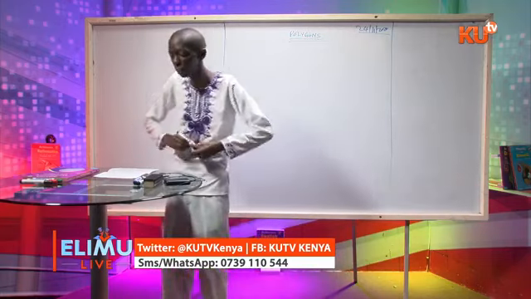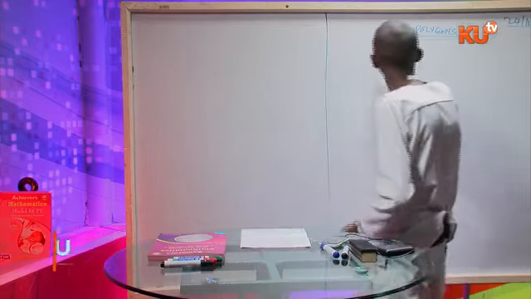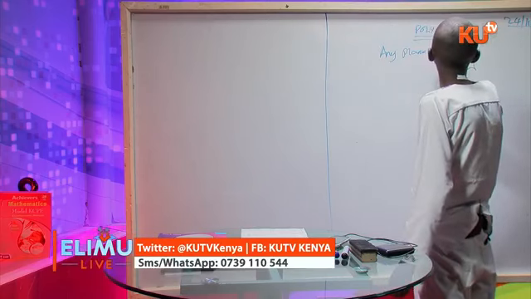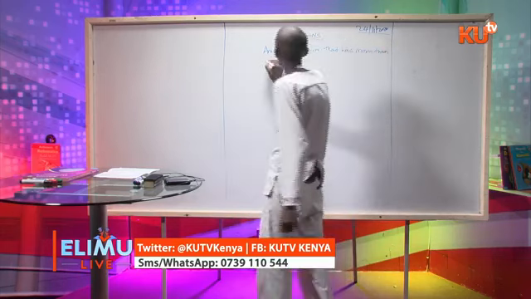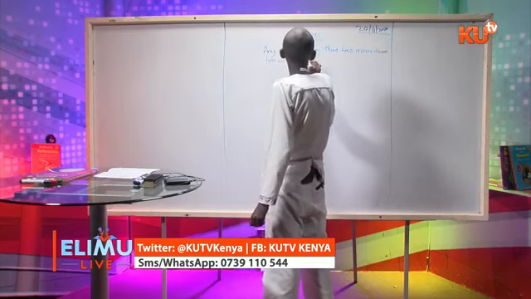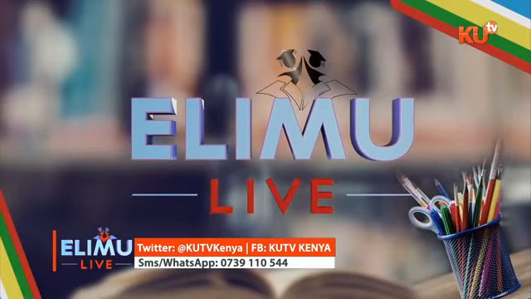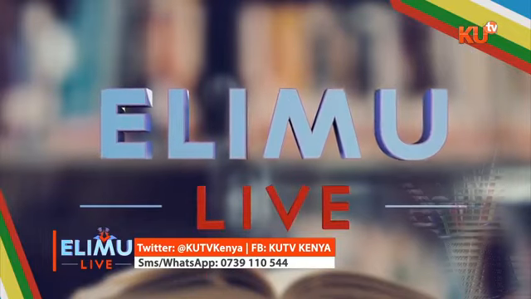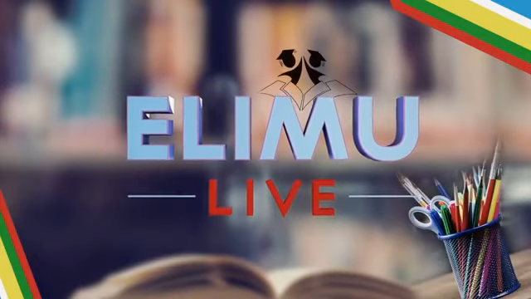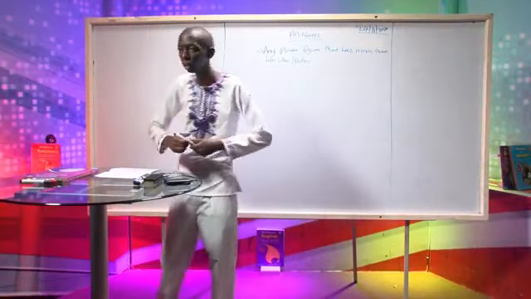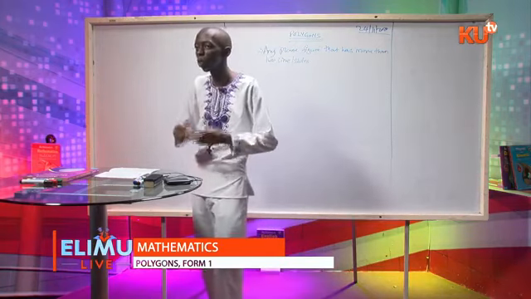As we begin, a polygon is any plane figure that has more than two lines or two sides. That is what we call a polygon.